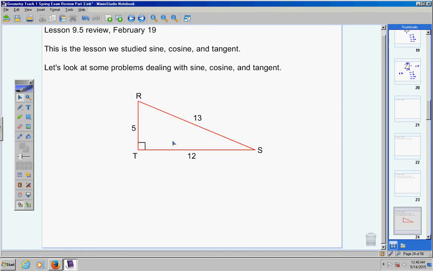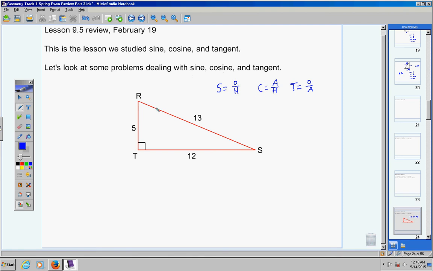Copy this triangle down if you would, please. I'll give you a second to do that. And you know what else? Why not copy this down too? Remember SOHCAHTOA. S equals O over H, so ka. C equals A over H, so ka toa. T equals opposite over adjacent, toa. Okay, so SOHCAHTOA. There it is. Now these are trig ratios we're going to use. So let's look at some problems dealing with sine, cosine, and tangent.